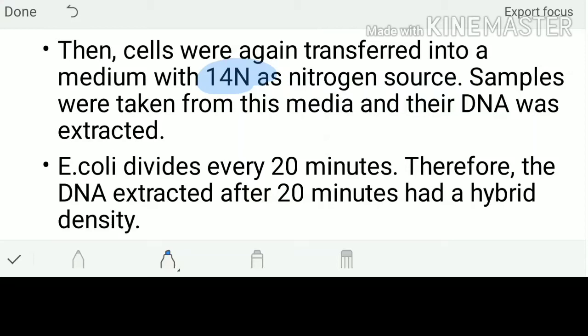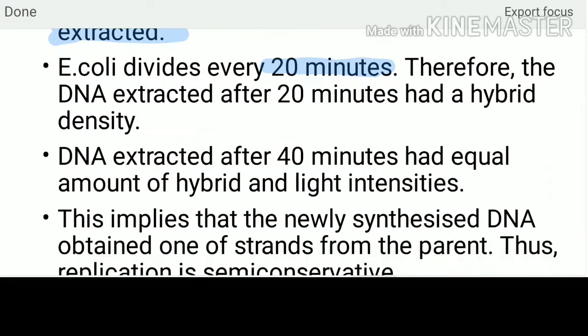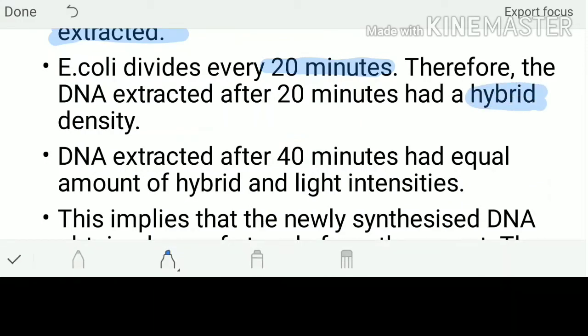Now a sample was taken from the medium and the DNA was extracted. What is the division time of E. coli? It is 20 minutes. E. coli divides every 20 minutes. So after 20 minutes, we had DNA which was a hybrid: one strand having N15, and the other, newly formed strand having N14. So this was the case after 20 minutes.